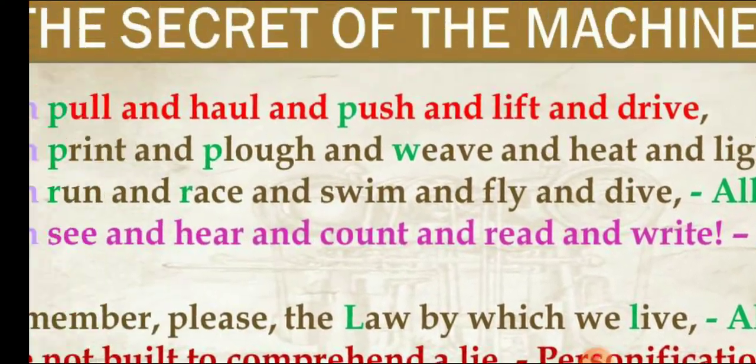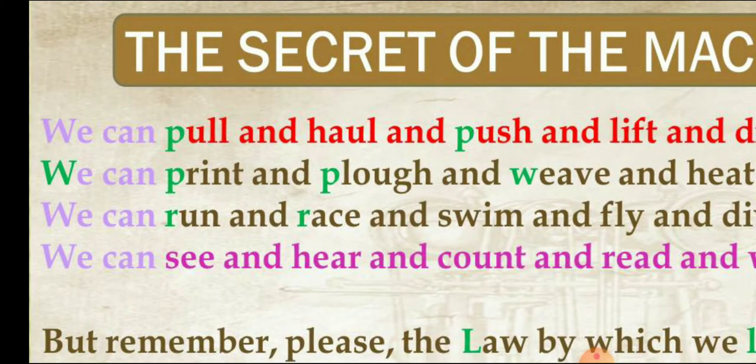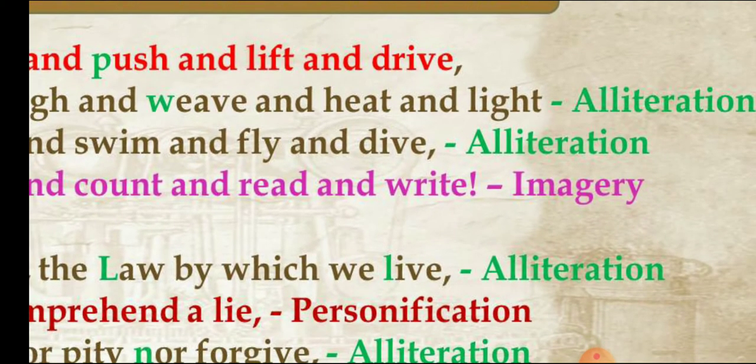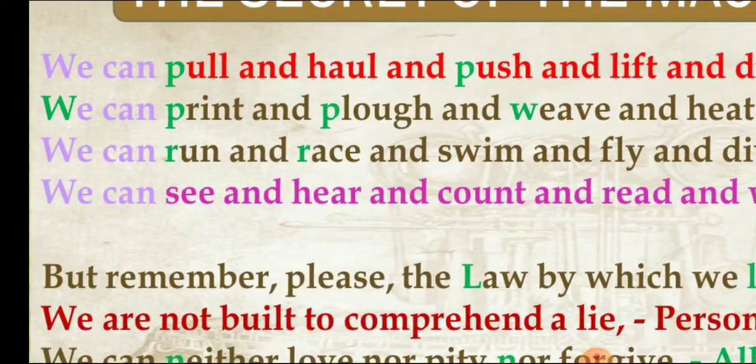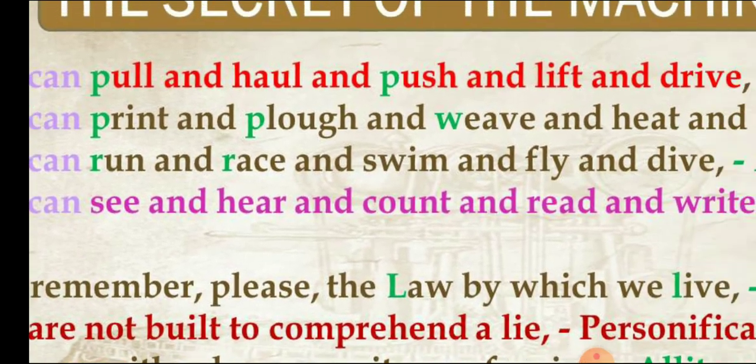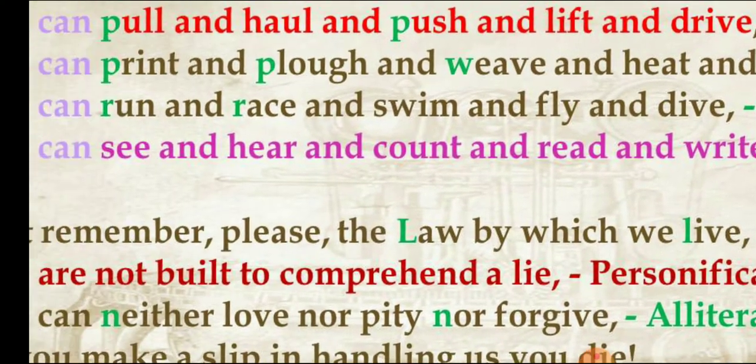Likewise, in the third stanza, the P sound is alliterated. In the first line, the P sound is alliterated. Even in the second line, pull, push, print, plow. And in the second line, the W sound is alliterated, weave. So when there is repetition of a consonant sound, we employ the figure of speech alliteration. Even in the third line, run, race. So the R sound is alliterated, so alliteration.